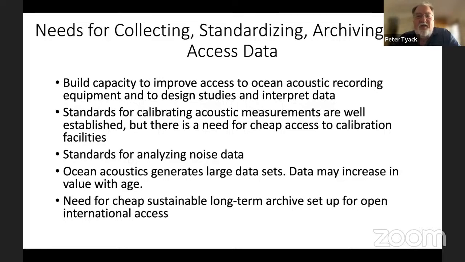In order to take advantage of the kind of applications I've described, we still need to build capacity to improve access globally to ocean acoustic recording equipment. Standards for calibration are superb, but there's a need for cheap access to calibration facilities globally. There are excellent standards for analyzing noise data. Those are really in place now. Ocean acoustics does generate giant data sets, and the data may increase in value with age. So we have a significant need for cheap, sustainable, long-term archives set up for open international access. Some nations have these in place for military purposes, but the key here is we need open international access.